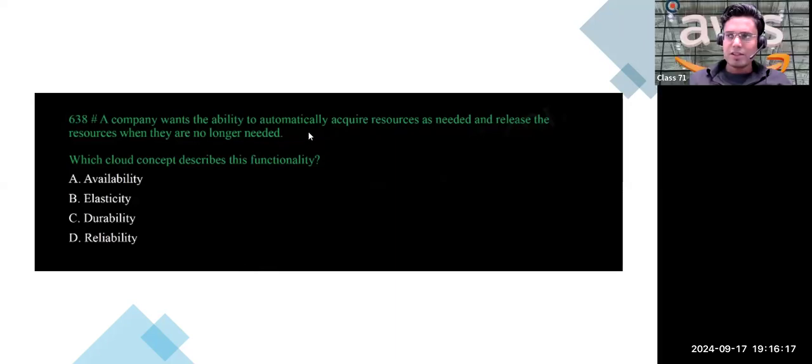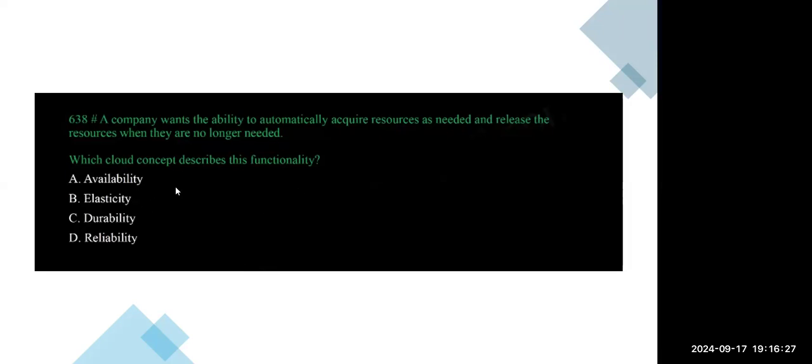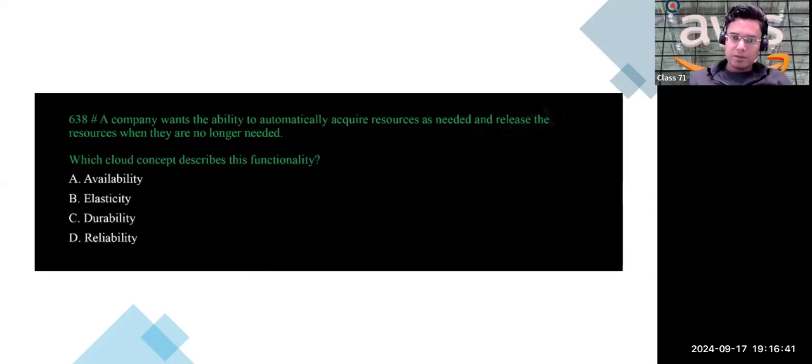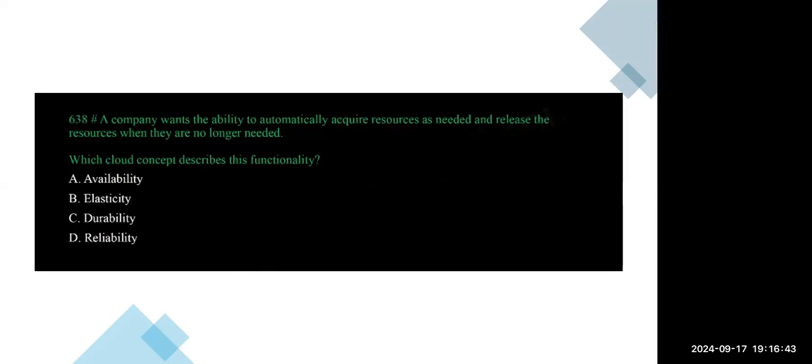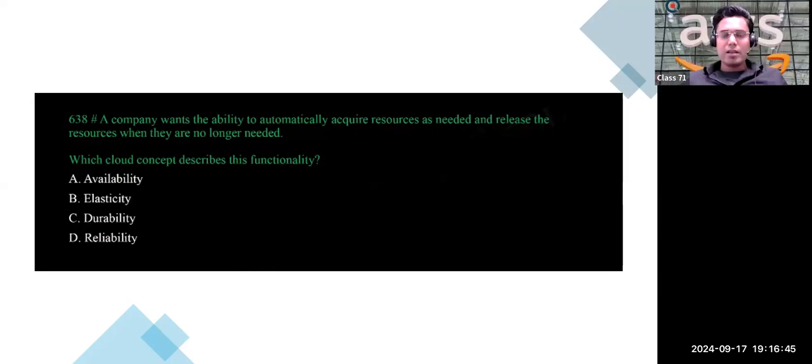Maybe availability. Availability, but this says automatically acquire resources. I would have picked elasticity too, the ability to shrink or grow as necessary. I don't see how durability or maybe reliability, but I would have picked elasticity. Yeah, elasticity. Basically, elasticity means a rubber band. You can easily expand it and decrease it.